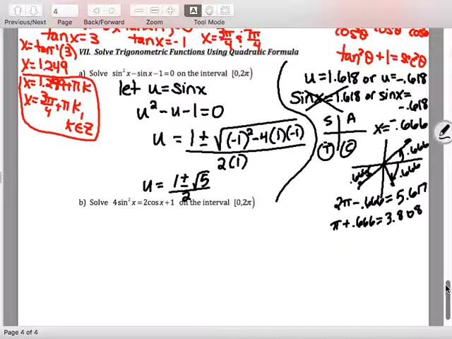Let's do it again. It says solve 4 sine squared x equals 2 cosine x plus 1. And again, this one's on the interval from 0 to 2 pi, so that's a fundamental solution. All right, what's jumping out at you on this one?